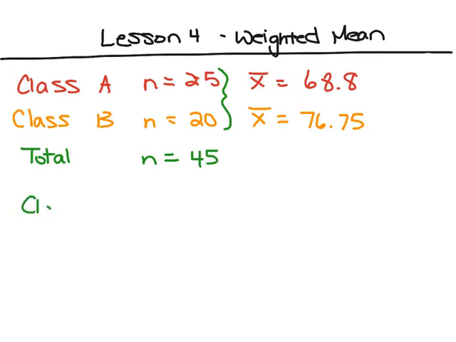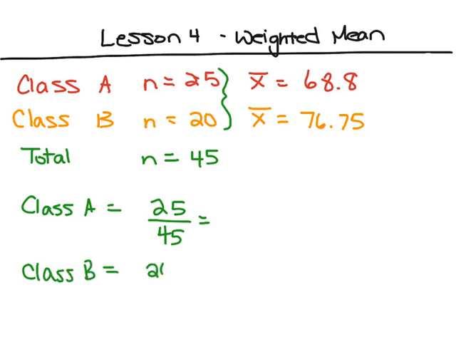So she teaches 45 students in all. For Class A, the percentage of students she teaches is 25 over 45. And for Class B, it's 20 over 45. So we're going to find that as a percent. We're going to divide to get 0.44 and 0.56. So 44% of her students are in Class A.